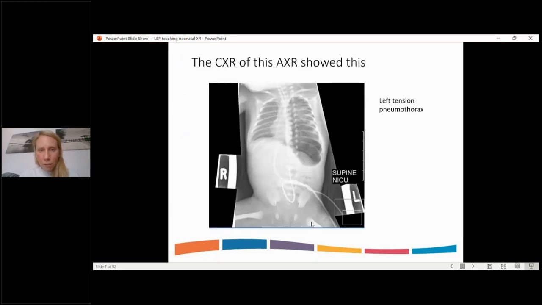And out of interest, that's what the chest x-ray showed. So it was a left tension pneumothorax because the heart's been pushed over. And so the baby did require urgent needling and then drain.